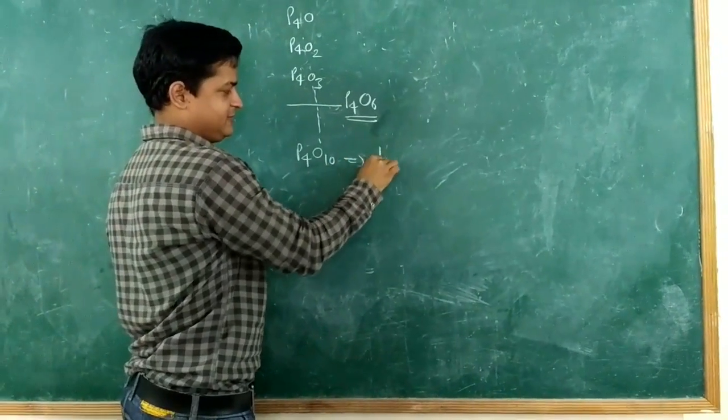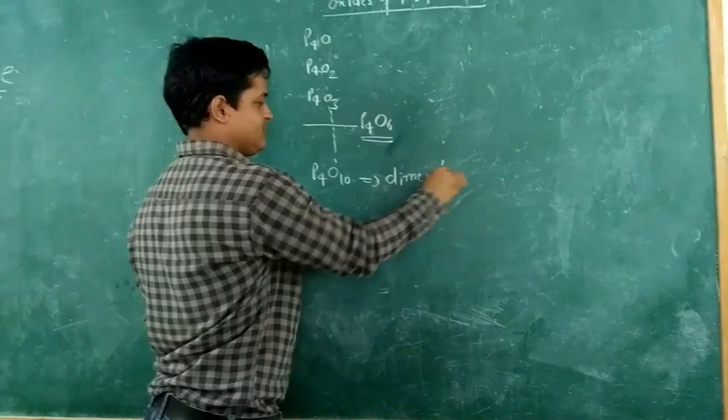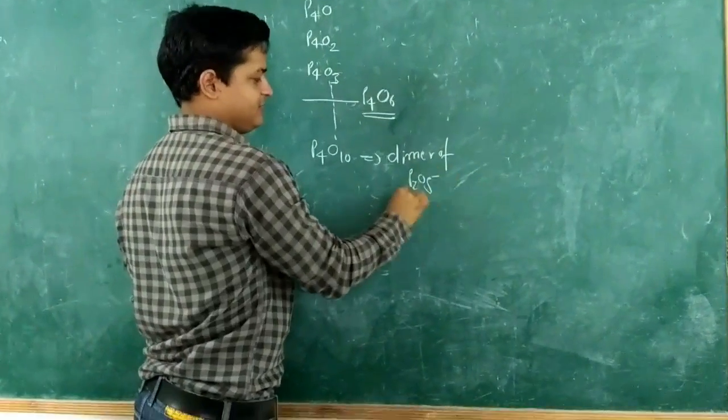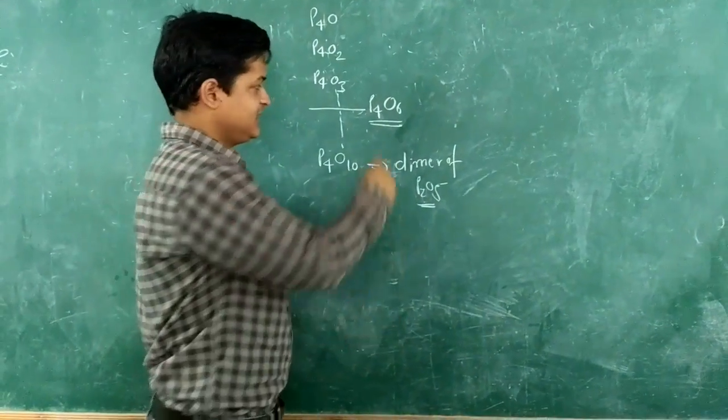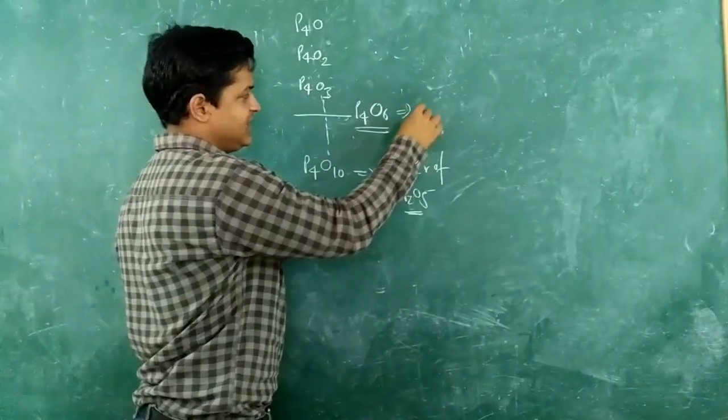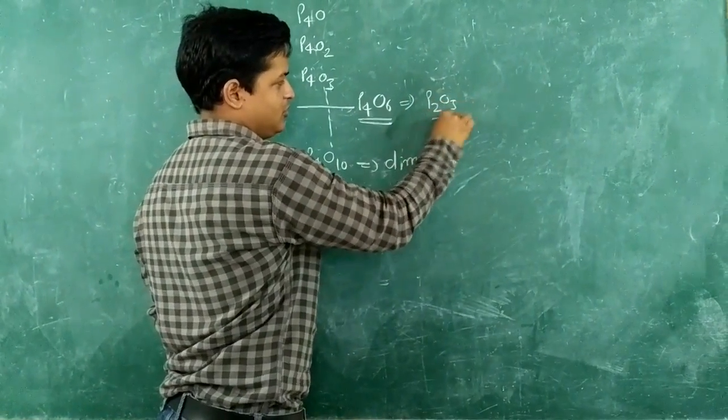P4O10 is a dimer of P2O5, whereas P4O6 is a dimer of P2O3.